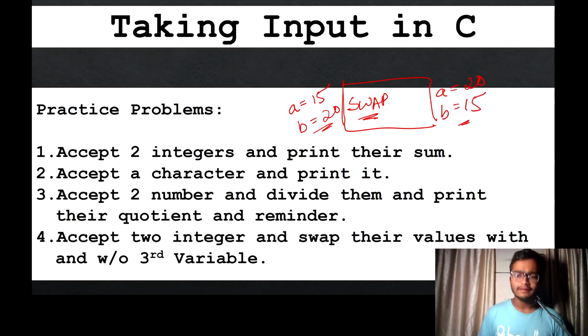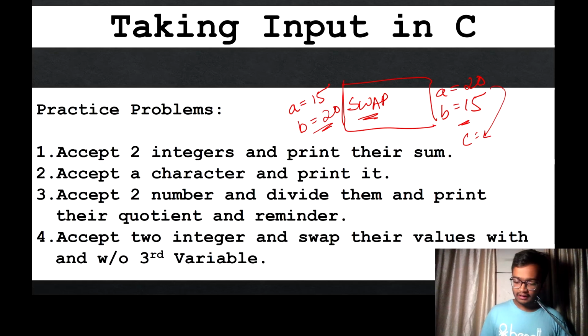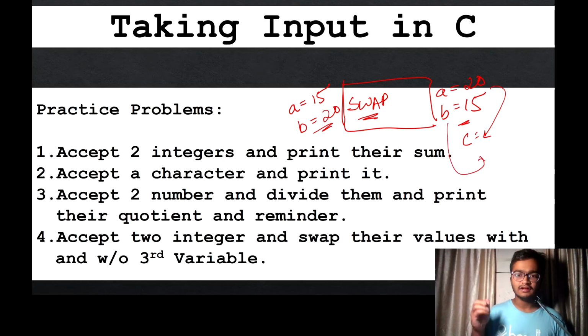Now there are two ways to do this. You can do it with a third variable, that is, to take a variable c which will hold a's value for the time being, and then a will take b's value, and then b will be assigned the value of c that is actually holding the value of a. And we can also do it without using the third variable. So let's see how we do this. First we will see the simplest way, that is to take a third variable. So let's go to our VS Code again and see how it's working.